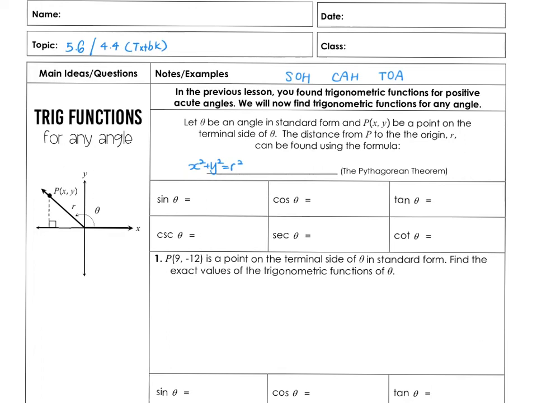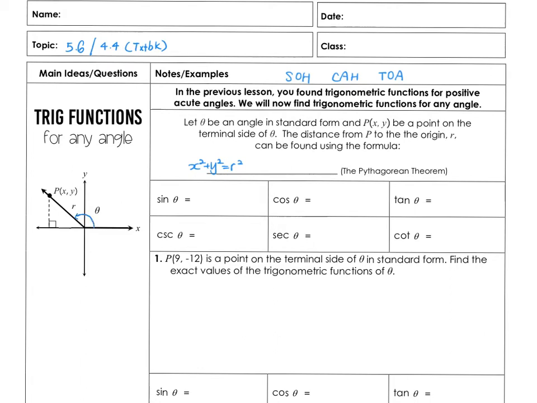In this video, we're going to learn about trig functions for any angle. Previously, you found trig functions for positive acute angles, angles in special right triangles. From now on, we're going to find trig functions for any angle. So look at the diagram on the left.